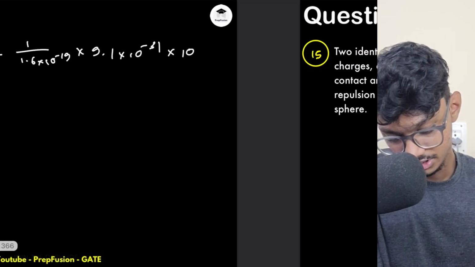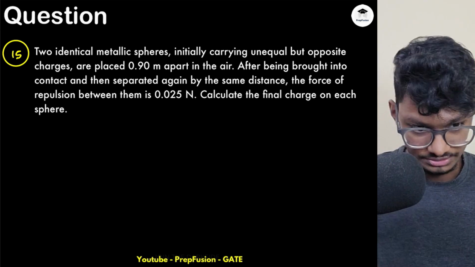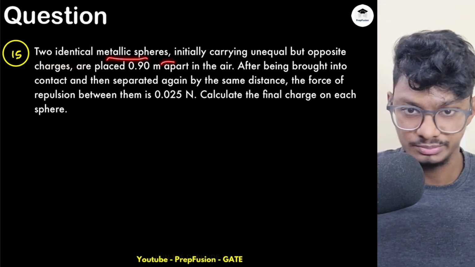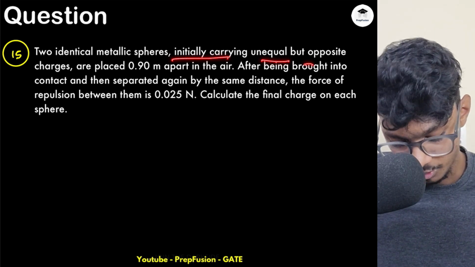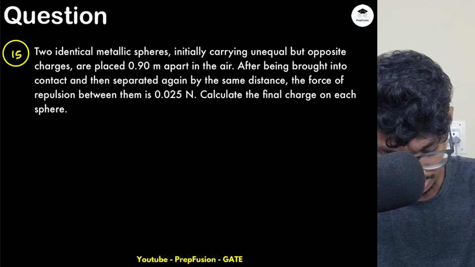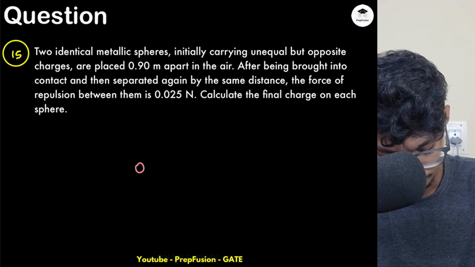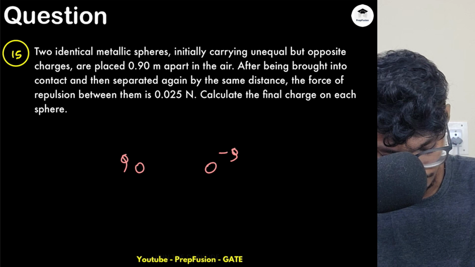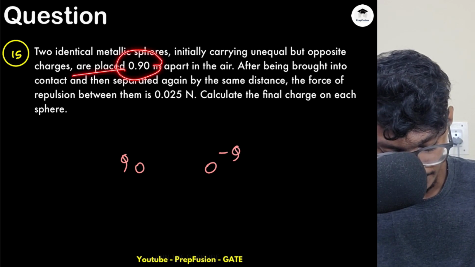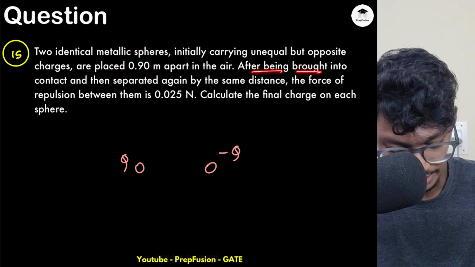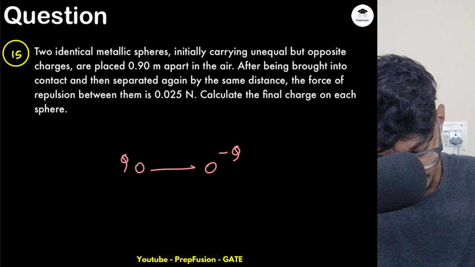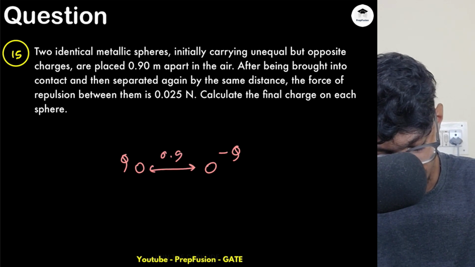Okay, next let's do this question. This question is the last question. Basically here we have two identical metallic spheres initially carrying identical but opposite charges. So this is q and this is minus q. They are placed 0.9 meter apart in the air, then brought into contact and separated again by the same distance. So they are 0.9 meters apart initially.